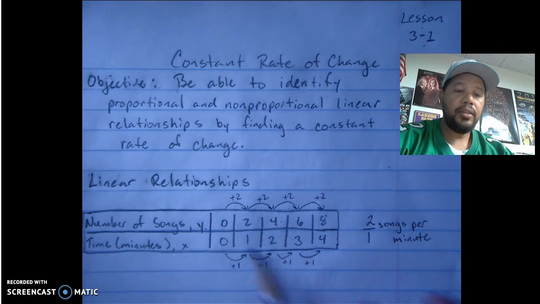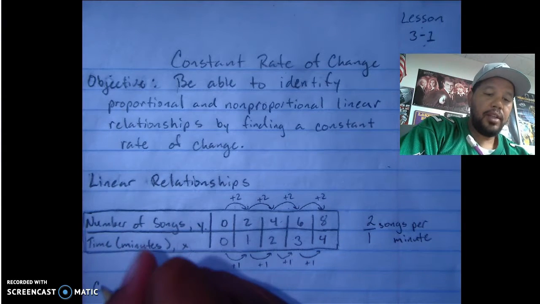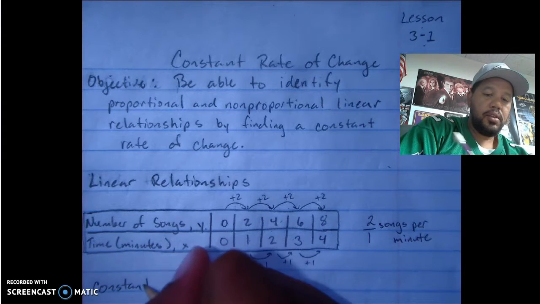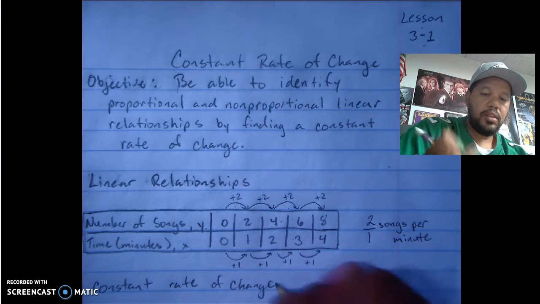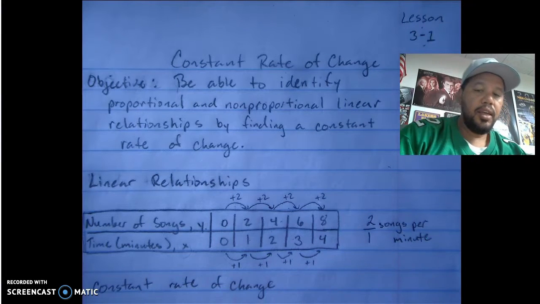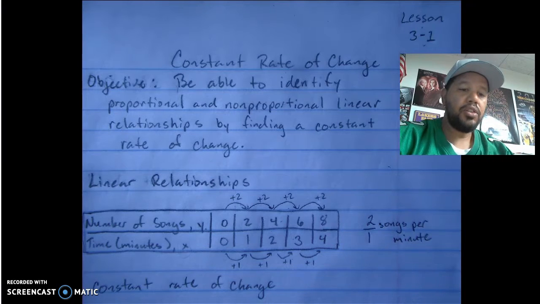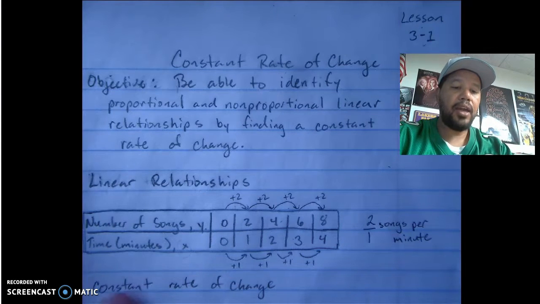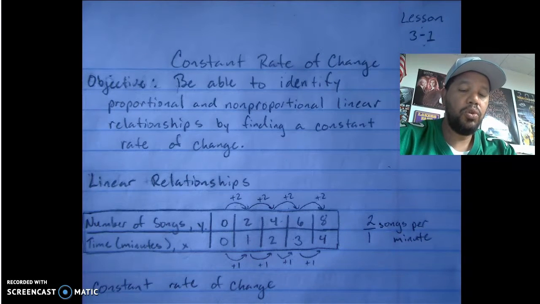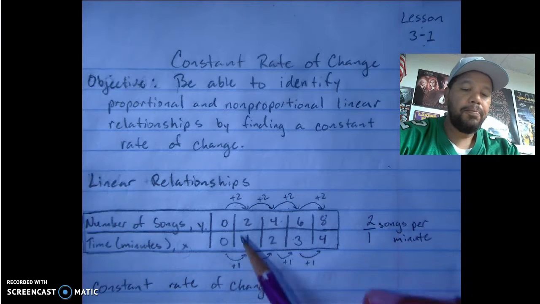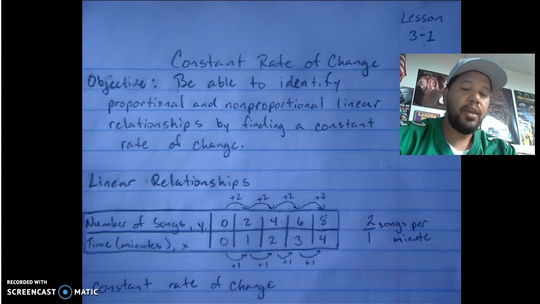When we have a ratio like this that is the same between any pairs of points, this is known as a constant rate of change. And since this has a constant rate of change, it is a linear relationship, because all linear relationships have that constant rate of change, meaning the ratio stays the same no matter which two pairs of values we use.